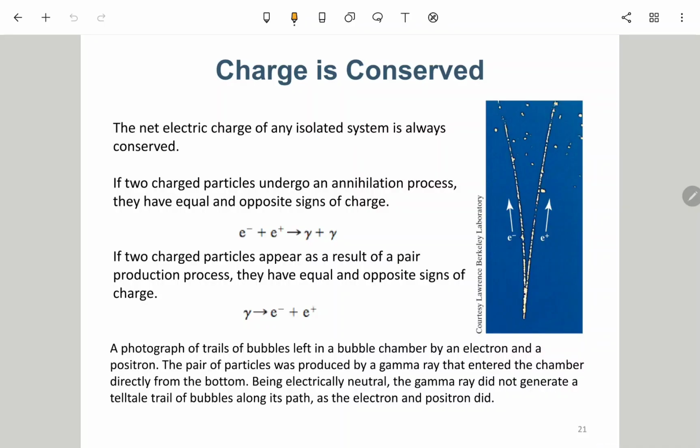The last topic in this chapter is called charge conservation. Charge is conserved, which means that charge cannot be created and cannot be diminished. It's just that easy.